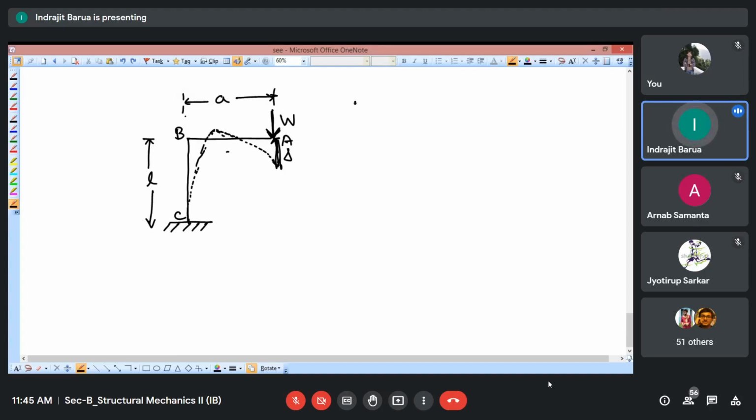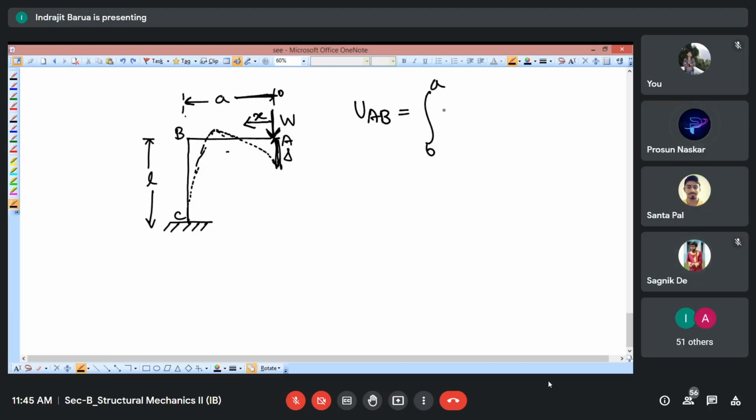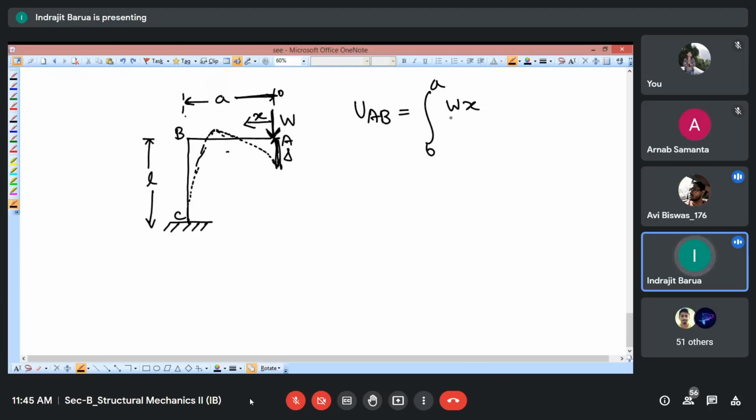So first let's find out UAB. Very simple, 0 to how much? If from this axis I am taking X, it is varying from 0 to this length. This length is how much? A length. And here I am getting the moment as W into X. So it is W X square by 2EI dx.